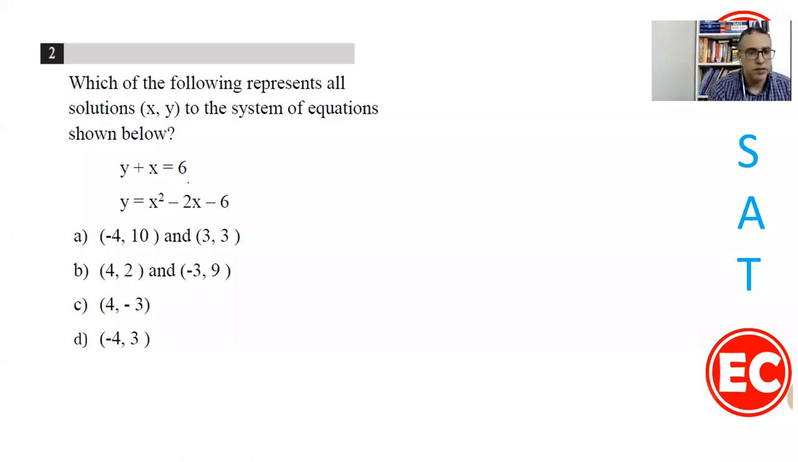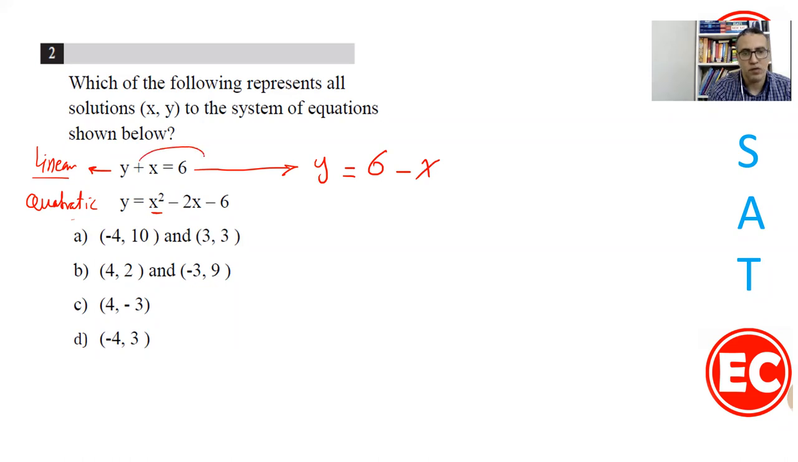Regarding question number 2, we can see that y plus x is equal to 6, and this is a linear equation as y and x are first degree. And as you can see, x squared, so this is a second or quadratic equation, or second degree equation. To solve this, I'm going to arrange this one as y is equal to 6 minus x by moving positive x to the other side. And this equation is y equal.